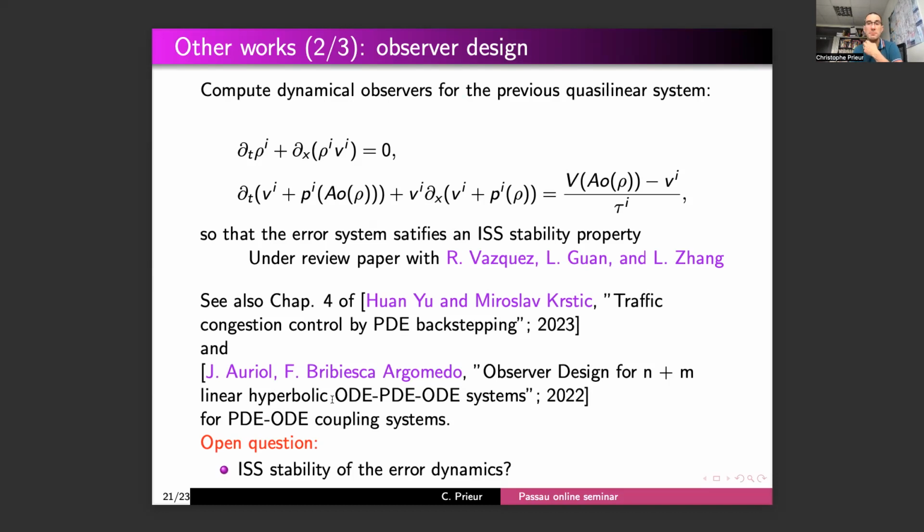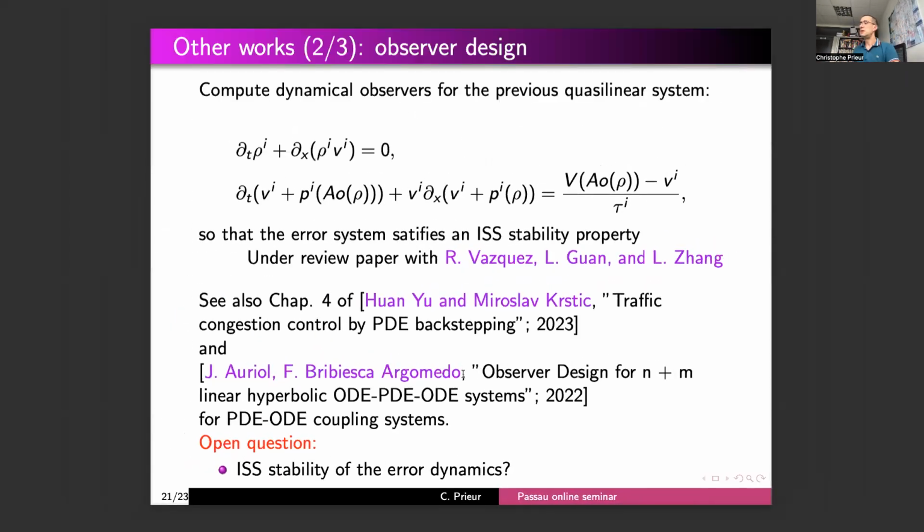on ODE-PDE-ODE systems, for which we have a linear hyperbolic system. Everything is linear there, but there are more dynamics than just one PDE. There are also ODEs at the boundary, and these authors were able to design observers. It could be great to look at the input to state stability of the observers in these papers, in case we have perturbations inside of the dynamics or at the boundary conditions.